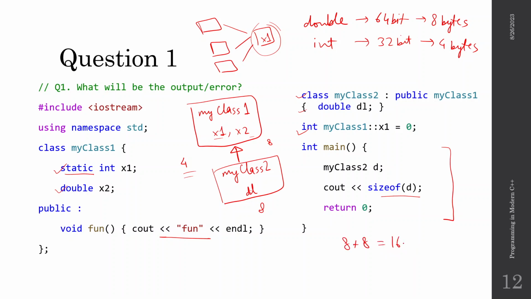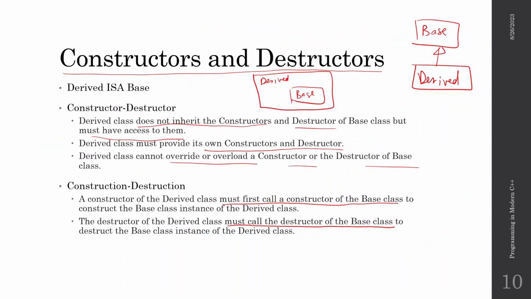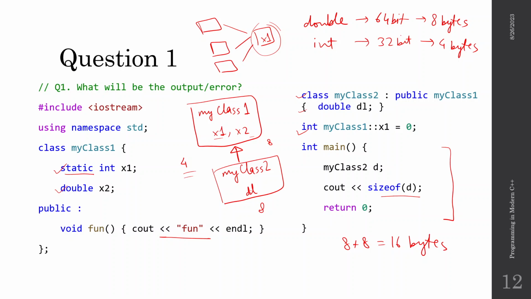I have a doubt. In the previous slide, it was written that the constructor of the base class should be called first. So where was it written in this program? I didn't understand this.